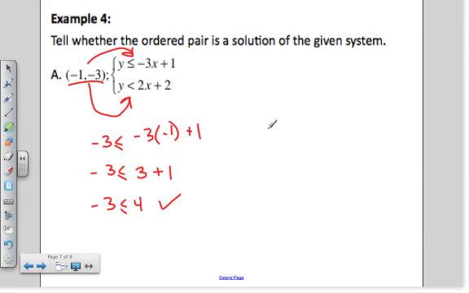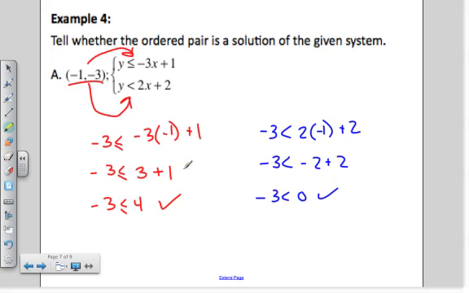Okay, let's try it again with the other inequality. Negative 3 is less than 2 times negative 1 plus 2? Well, is negative 3 less than negative 2 plus 2? Yes. So, this is a solution to the given system. That's a yes. Okay? All right.